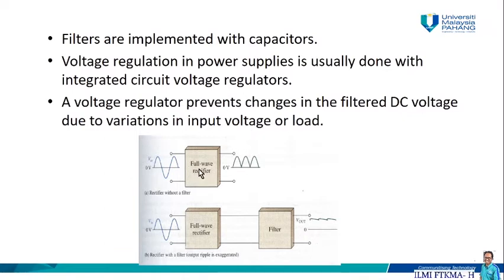For a rectifier without a filter, we are going to obtain this full wave rectifier output voltage. But with the filter, which includes a capacitor, the output voltage is going to be much more constant, or much smoother. We still have the zigzag, the ripple, so we are going to solve this problem using the regulator afterward.